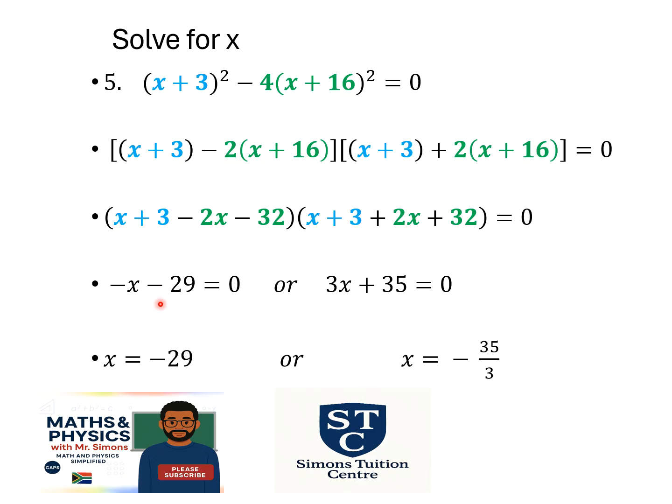Minus 32 plus 3 would give me negative 29, equal to 0 according to the zero factor law. x plus 2x would give me 3x. 32 plus 3 would give me 35, equals 0. So negative x, if I take it over, simply becomes positive x. So therefore x equals negative 29. Here 3x, if I take 35 over, becomes negative 35 on the other side, and always divide by whatever is in front of x. So 3x divided by 3 gives me x, and negative 35 divided by 3 gives me negative 35 over 3.